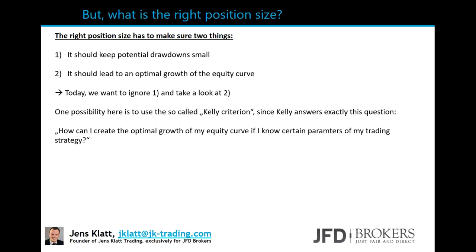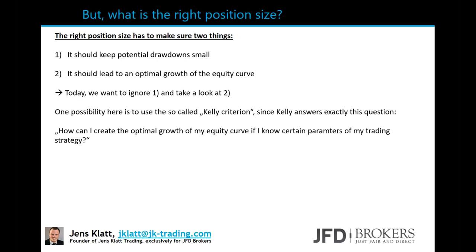This was a criterion which Kelly formulated after asking himself how he could increase the bet size when playing blackjack, to make sure that he comes out ahead when playing, while reducing, respectively avoiding, any chances of going broke with this approach. So this is what Kelly aims at, and the criterion answers exactly this question: how can I create the optimal growth of my equity curve if I know certain parameters of my trading strategy?